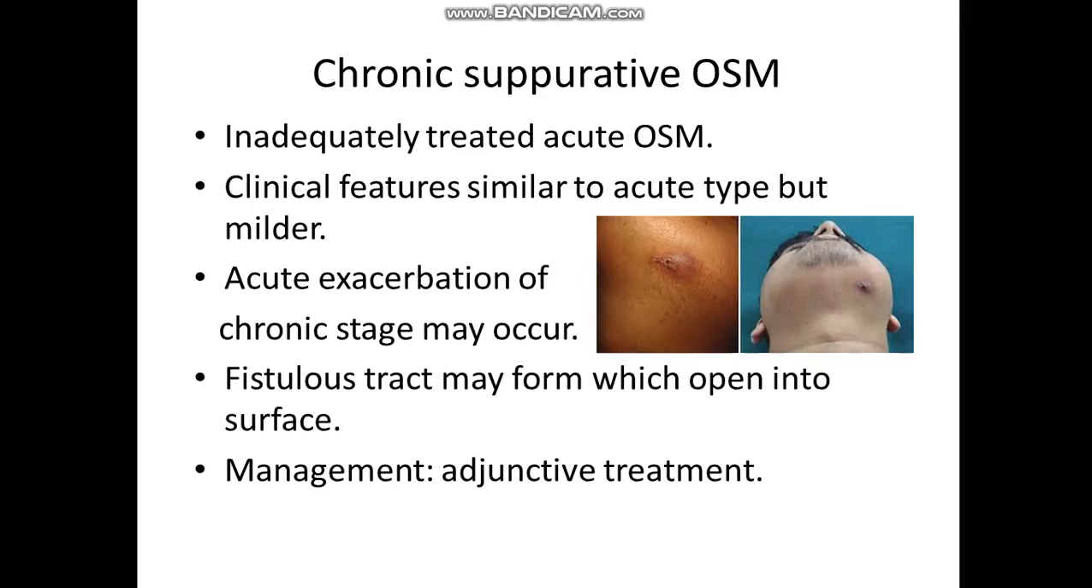Actually, chronic suppurative osteomyelitis could be primary or secondary. Primary, when the condition does not proceed by an acute stage, it is called primary chronic suppurative osteomyelitis. But when the condition is preceded by an acute stage or acute phase, in this case, it is described as secondary chronic suppurative osteomyelitis.